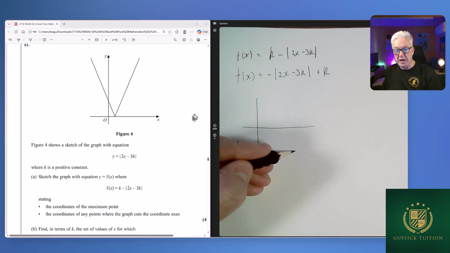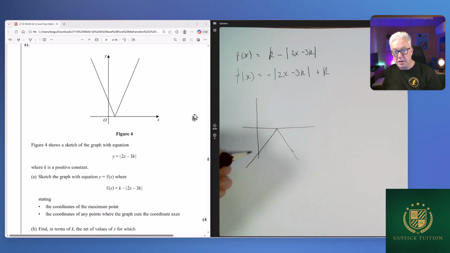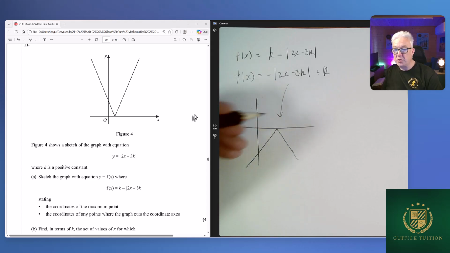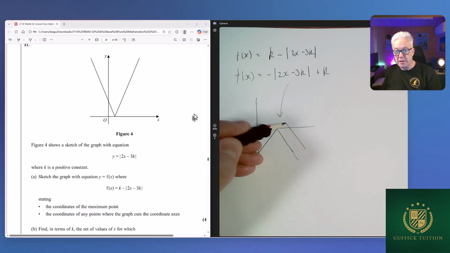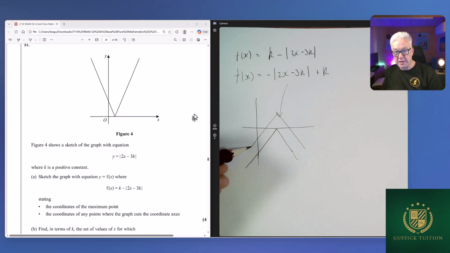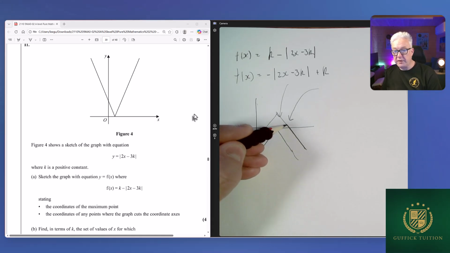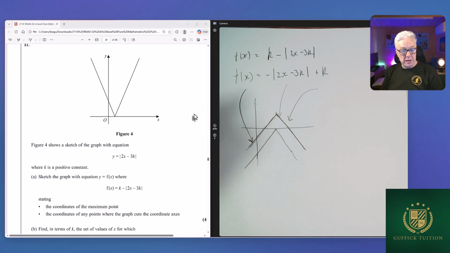So first of all, if I had minus there like that, the graph that I've drawn there would just be this. It would just be minus modulus of 2x minus 3k. So that's the first step. Then it gets translated up by k units. So it's going to move up like this, and it's going to end up looking like that. When it's been translated by k as well, this one here is our f of x. So that is what f of x looks like, the sketch of it.